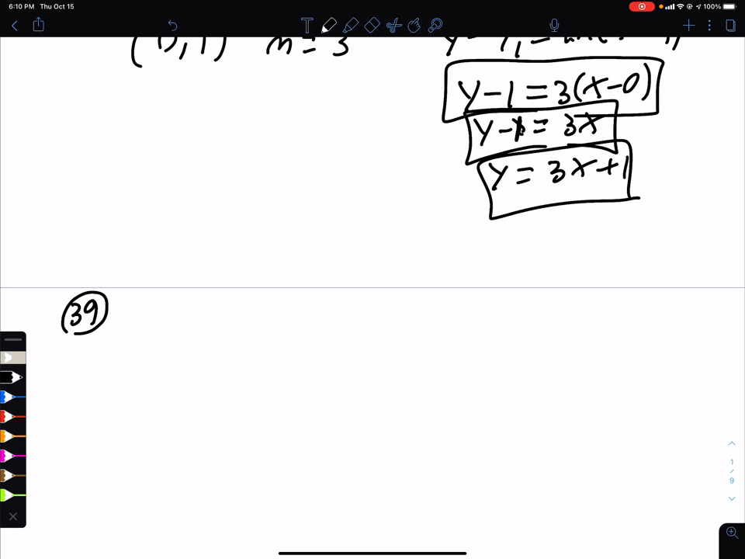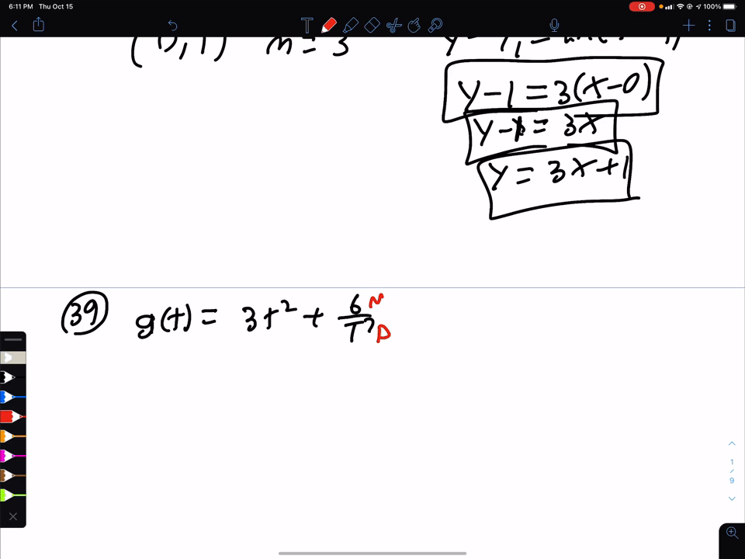So 39, this is part of the product and quotient rule, but there's an important thing to know. G of t is 3t squared plus 6 over t to the 7. Now, you can notice something right away. This is a quotient rule.